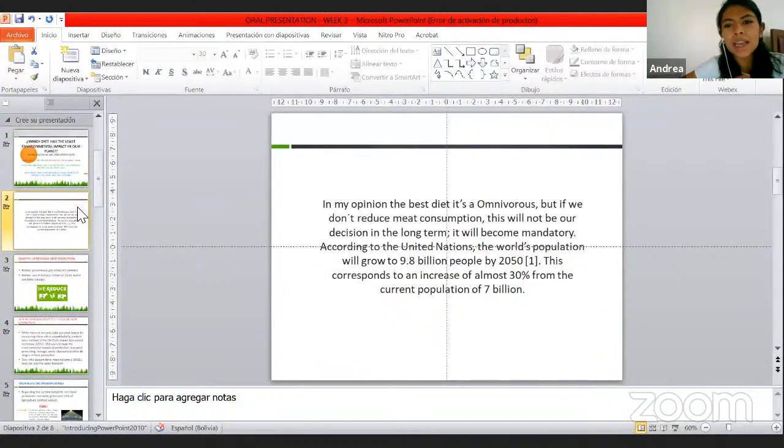In my opinion, the best diet is an omnivorous diet, but if we don't reduce meat consumption, this will not be our decision in the long term, and I think it will become something mandatory. According to the United Nations, the world population will grow to 9 billion people by 2015. This corresponds to an increase of almost 30% from the current population of 7 billion.